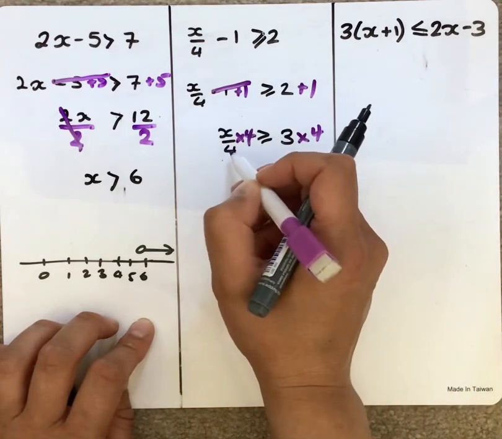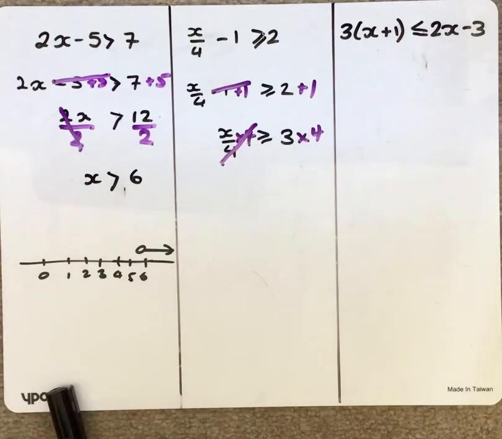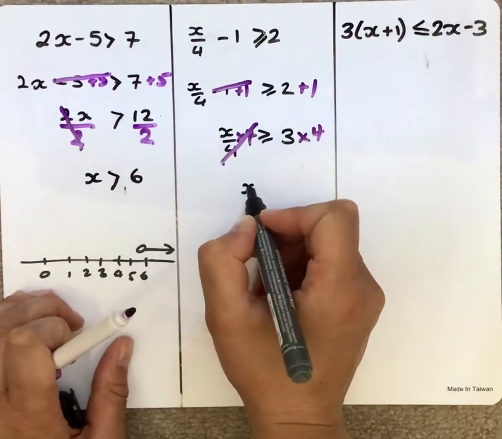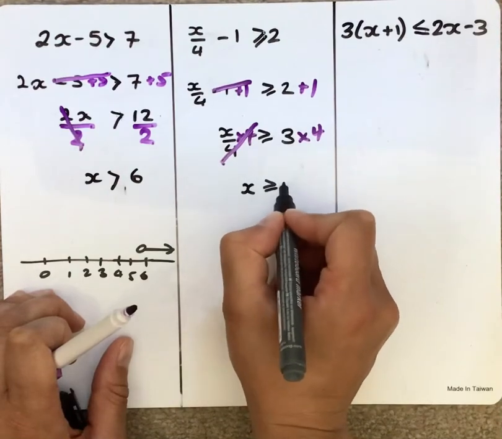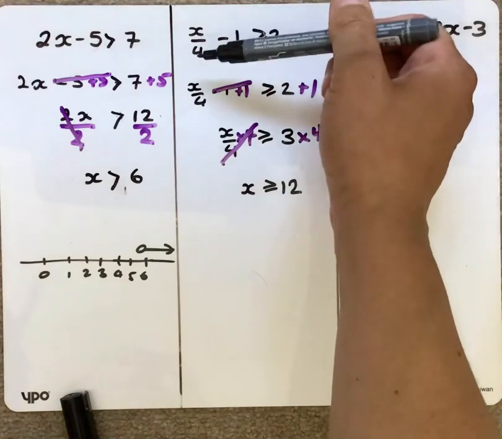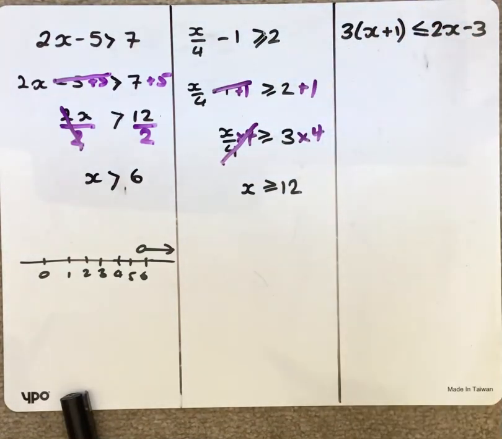So my divide by 4 and my times by 4 cancel each other out because they are inverses. So I now only have x on the left hand side, and on the right hand side I have 12. So if I know that x divided by 4 take away 1 is bigger than or equal to 2, that tells me that my number x is bigger than or equal to 12.